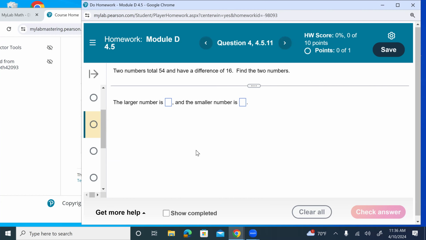See how, here's the question and here's the answer. The answer is coming back in the same form that the question is being posed. Two numbers total 54. So what can we use for the two numbers? X and Y. If they total 54, then what does that mean? They add to give me 54 and a difference of 16. How do I write that?